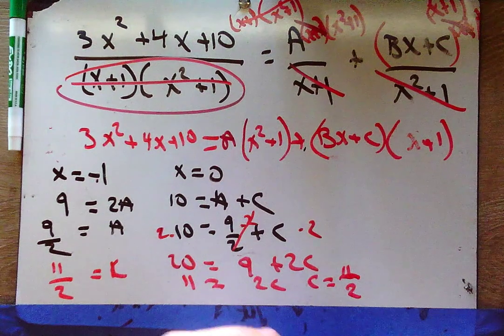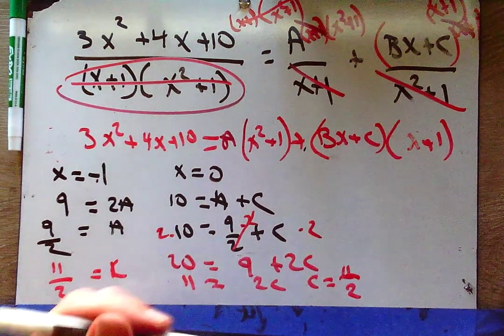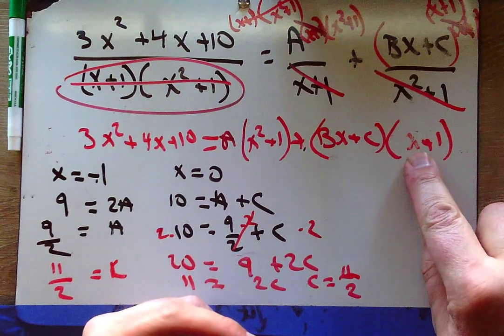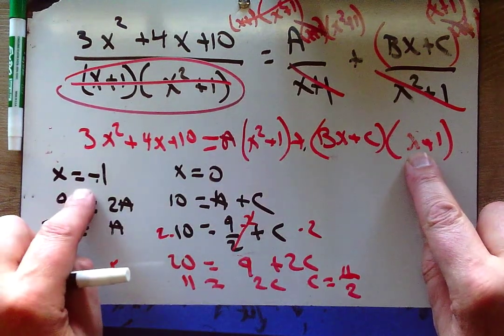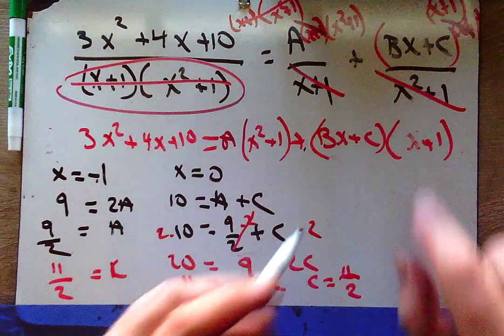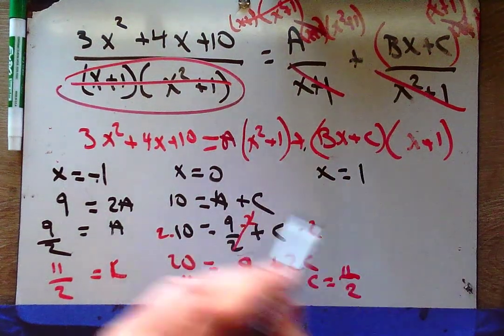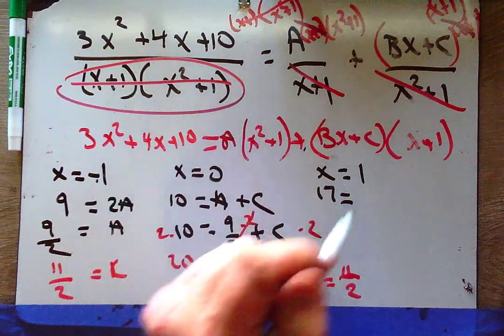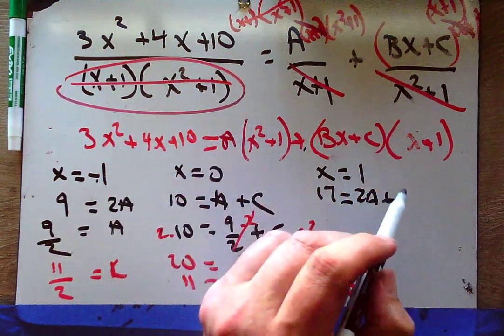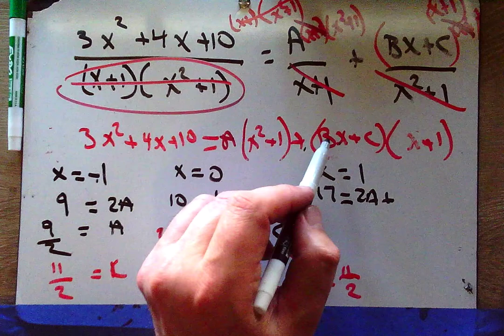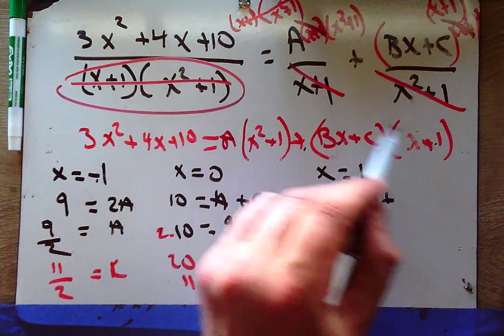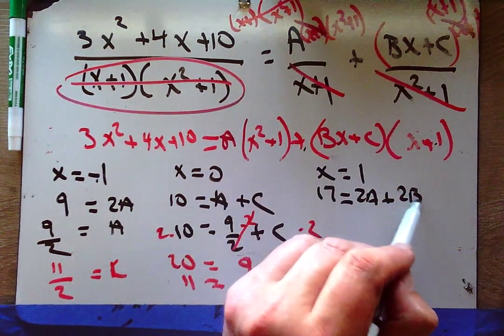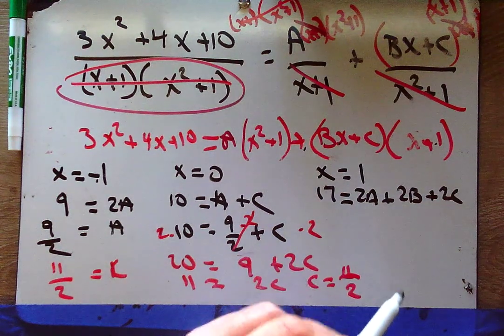Well, I have to use a not-so-magic number. What would be a good not-so-magic number to use? Well, I've already used -1. I've already used 0. I guess I'm going to go with x equals 1, because then this just becomes 17. 1 plus 1 is 2a, plus 1 times b is b, nice, and then 1 plus 1 is 2 distributed to each of those. So 2b and 2c.